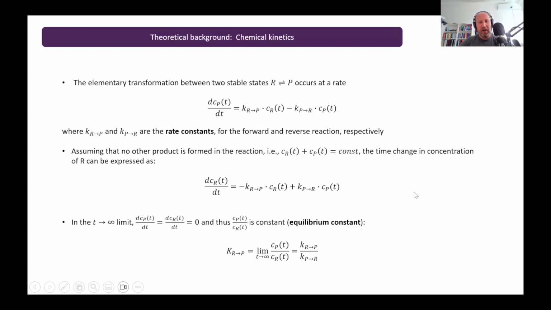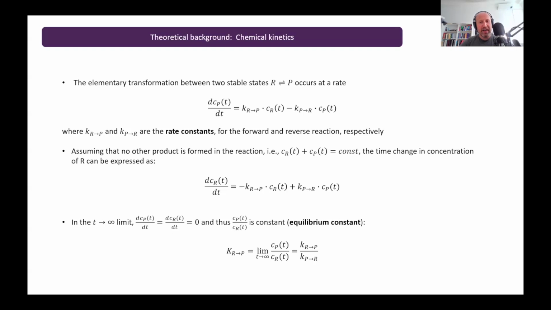Now, assuming that no other product is formed in the reaction, it's just a reactant and product that are involved, then the sum of their concentrations must be constant. And therefore, the time derivative of concentration of reactant is minus that of concentration of product. So using this equation, we can easily also express the time derivative of concentration of reactant.